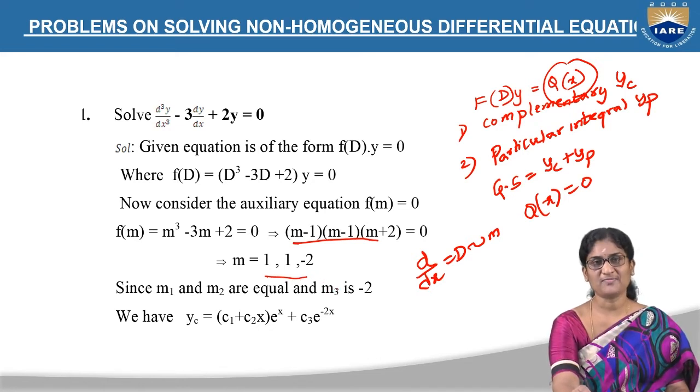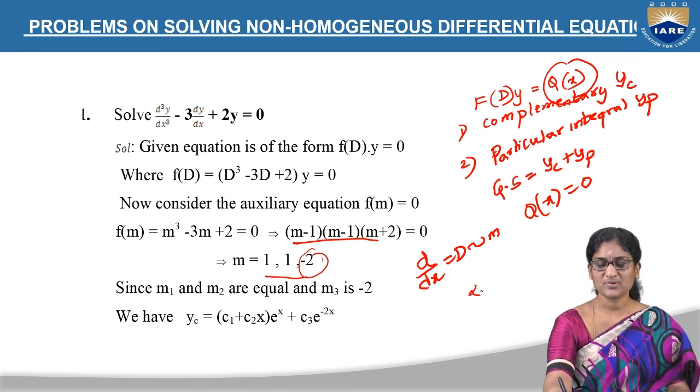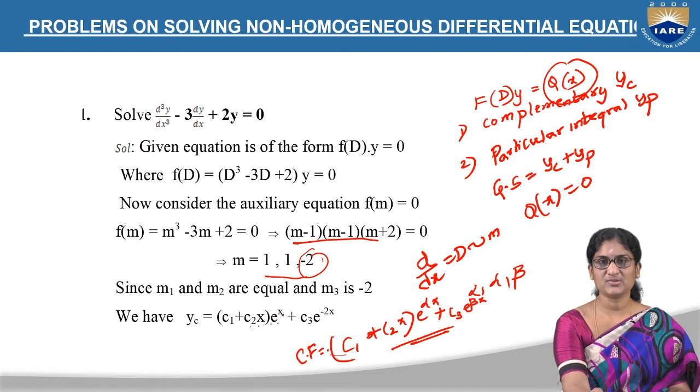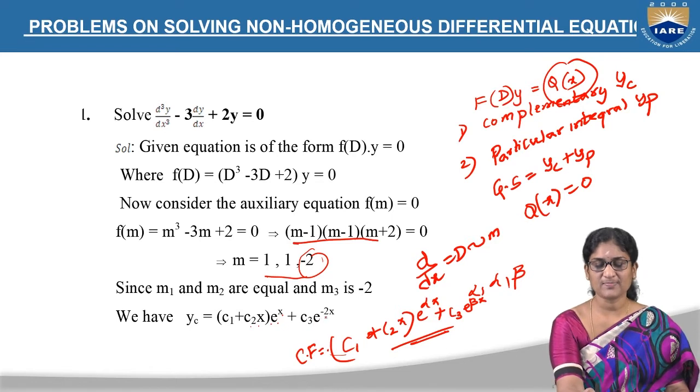How to frame the complementary function for these real values in which one of the roots is repeated, that is 1, and the third root is not repeated? Suppose alpha, alpha, beta are my roots, then the complementary function is given by c1 plus c2 x into e to the power of alpha x plus c3 e to the power of beta x. So, this is how we can give the complementary function. Following the same method here, c1 plus c2 x into e to the power of x, alpha is nothing but 1 here, plus c3 e to the power of minus 2x.